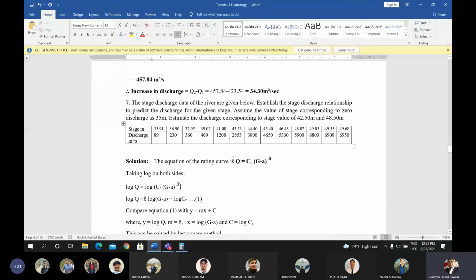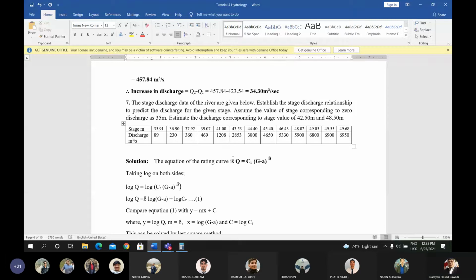The stage discharge of the river are given below. Establish the stage discharge relationship to predict the discharge for the given stage. Assume the value of stage corresponding to zero discharge as 35 meter. Estimate the discharge corresponding to stage value of 42.50 meter and 48.50 meter. This is the question related to the stage discharge curve, and the data is given with respect to the depth of the flow. The discharge of the different magnitudes are given here.